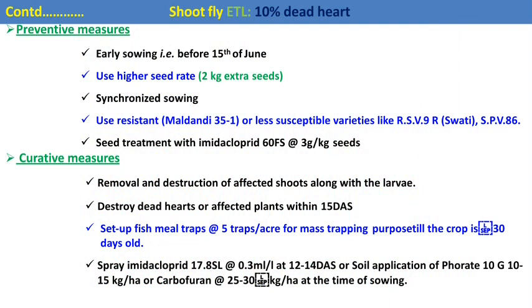In case of curative control, remove and destroy affected shoots along with the larvae. Destroy the dead hearts or affected plant parts within 15 days after sowing. Then set up fish meal traps at the rate of 5 traps per acre for mass trapping until the crop is 30 days old. For chemical control, we can use imidacloprid for spraying, and phorate and carbofuran for soil application.